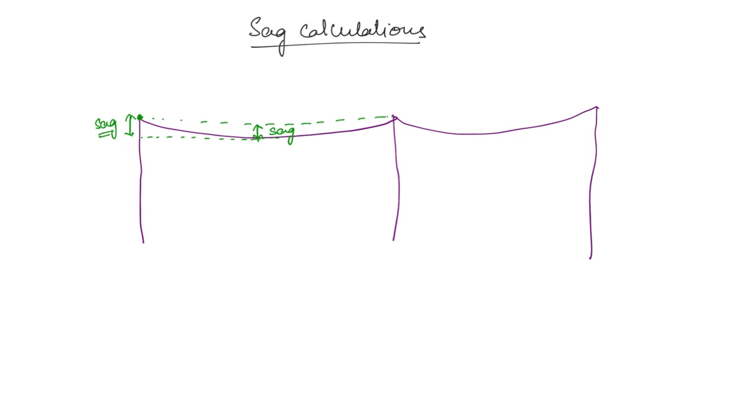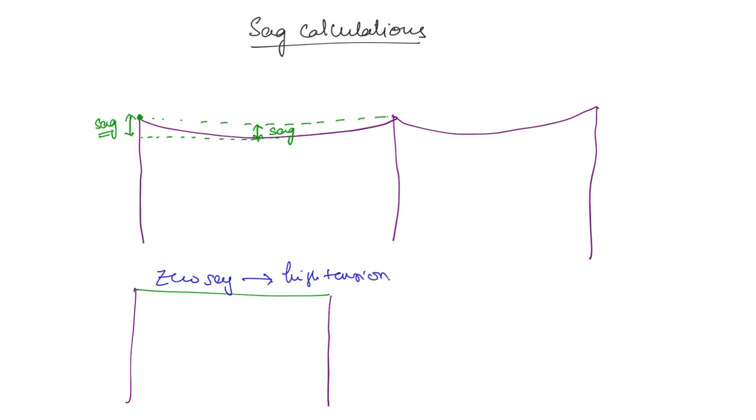For example, if you consider a transmission line like this, it has no sag, right, zero sag. But what will happen when there is zero sag? There is going to be a high tension in the wire, right? Zero sag can occur only when you are tightly pulling the transmission towers, right? So it will have high tension. So this is not desirable.